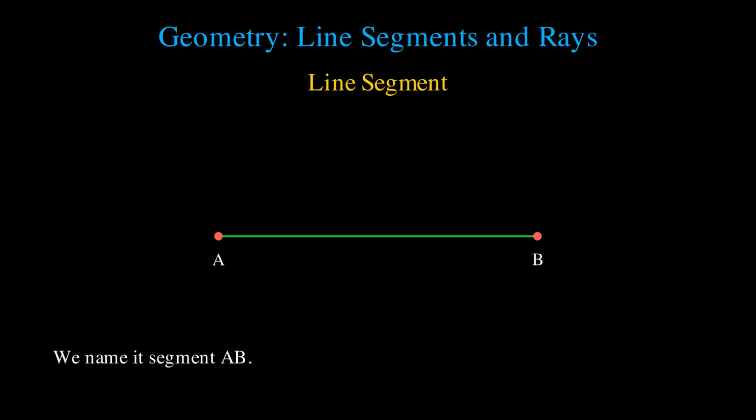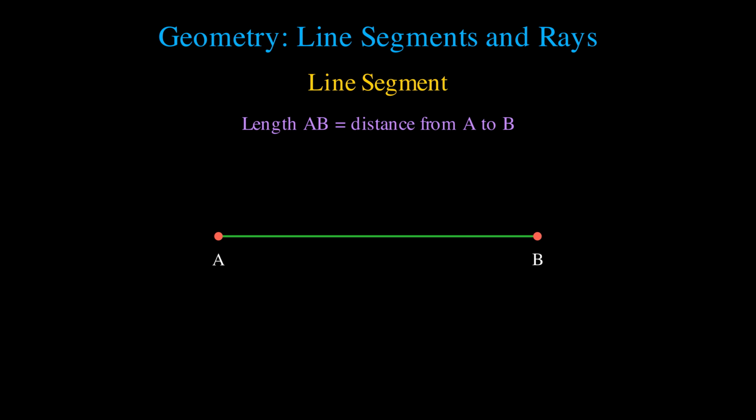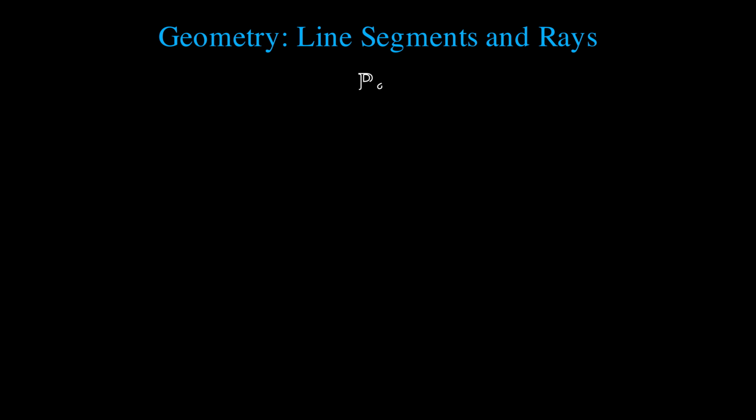When we name a segment, we use the 2 endpoints. So, here we call it segment AB. Another important idea is that segments have length. We can measure how far point A is from point B, and that distance is called the length of the segment. So remember, a segment is a piece of a line with 2 endpoints and a measurable length.